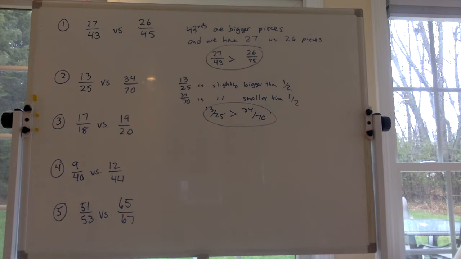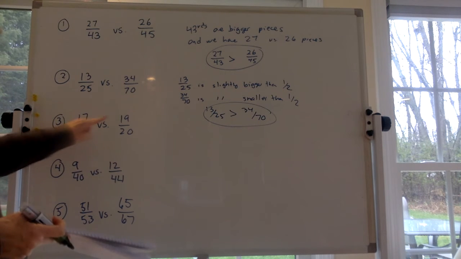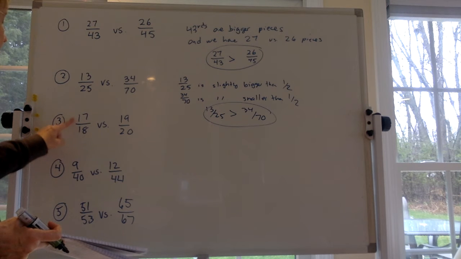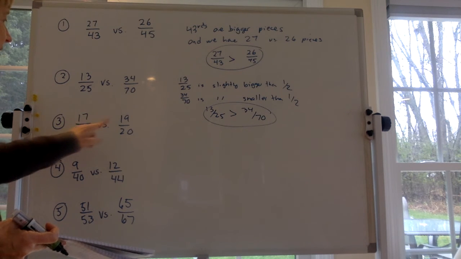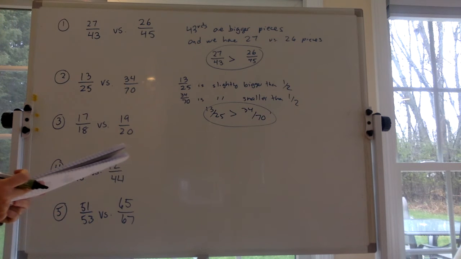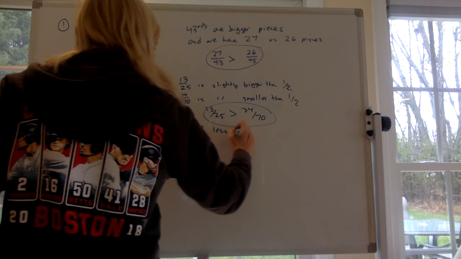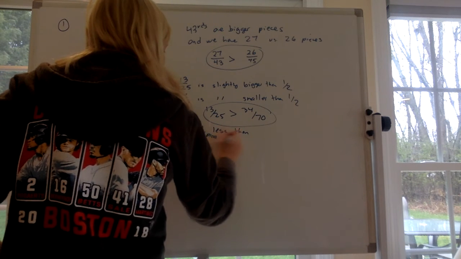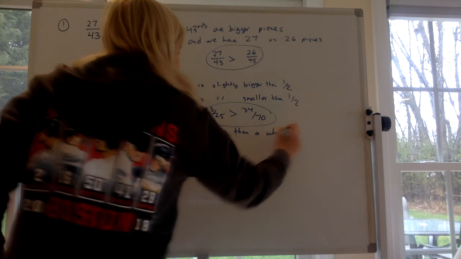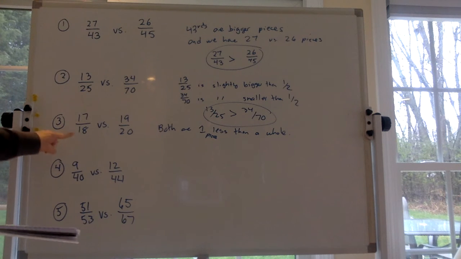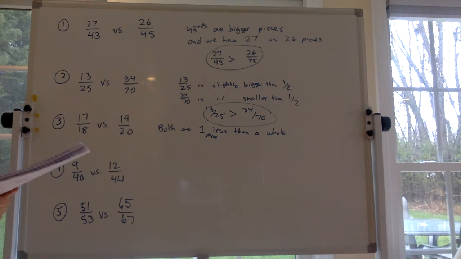How about number 3? 17 over 18 versus 19 over 20. Well, look at that. Both of these are one piece shy of a whole, right? It's 17 over 18 versus 18 over 18. It's 19 over 20 versus 20 over 20. Both are less than a whole, because if you cut that pizza into 18 pieces, one of the pieces is missing. You cut that pizza into 20 pieces, one of the pieces is missing.